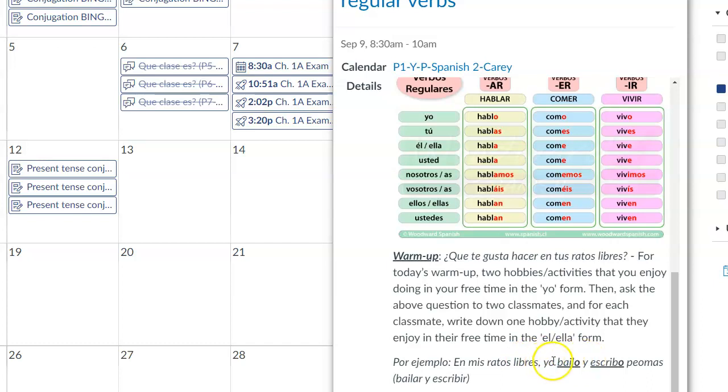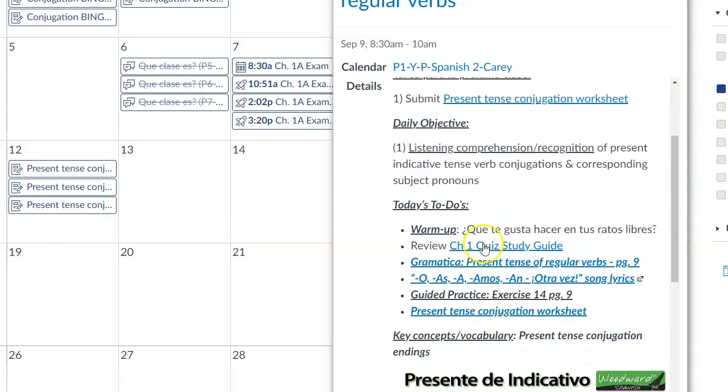For all intents and purposes, I used the same example to demonstrate how the ending would change if your subject changes. In this case, you're talking about a classmate. That's your warm-up for today. We're going to go over the study guide for the Chapter 1 exam to kind of take inventory of where we're at and where we're headed.